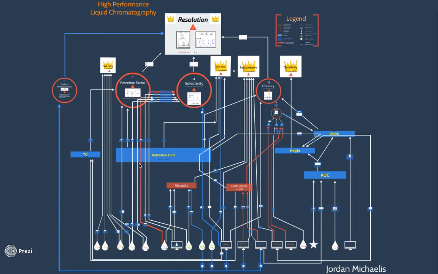The next level is the responses. So in the blue boxes with the yellow tick, these are things that we can read directly off a chromatogram. So I've got the T0, the retention time of uracil, retention time of our other analytes, then the height, the width, and the area under the curve for each of the peaks.